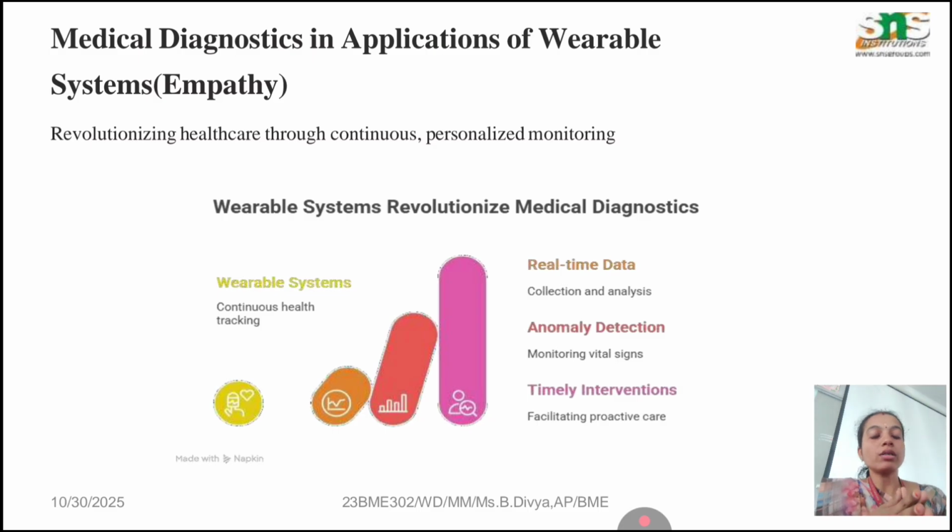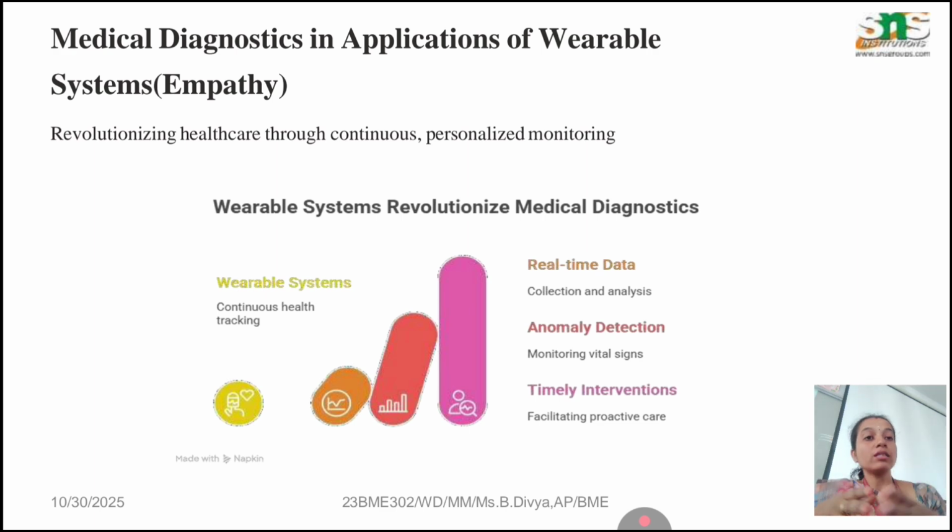First, wearable systems provide continuous health tracking, a system which continuously tracks healthcare in daily life. On a minute basis or hour basis, we can divide it accordingly, depending on the application needed. Then the real-time data. The vital parameters like heart rate monitoring, glucose monitoring, blood sugar, and blood pressure are the vital parameters which can be monitored on a daily basis.